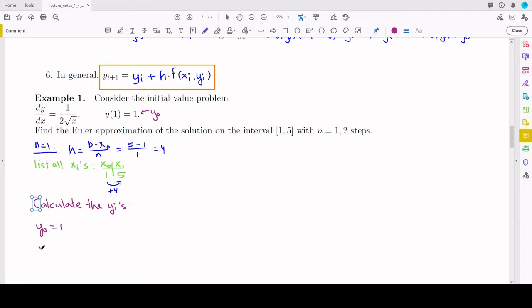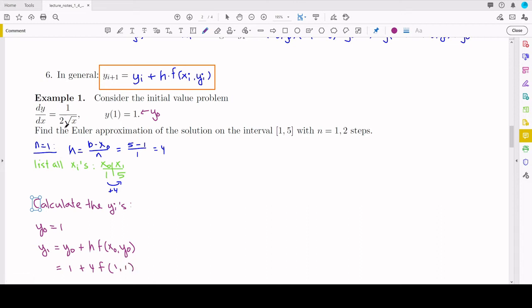And then y1 equals, according to our formula here, that's the previous y plus h times f of x naught comma y naught. And let's just write that out. And now let's plug in what we know. Y naught equals 1. H is 4. And then f of x naught y naught, that's f of 1 comma 1.